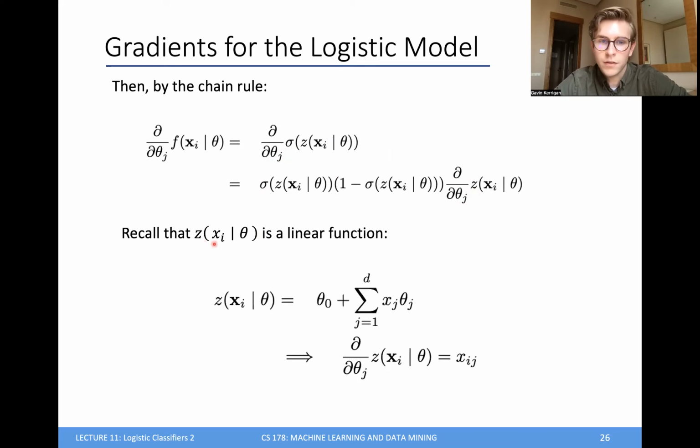But since our z function is a linear function, it's just a linear combination of the weights and the parameters. This is the expression for that z function right here. If I differentiate this z function with respect to theta j, the only time theta j appears is against the x_j term. And so this derivative here is just going to be x sub ij.